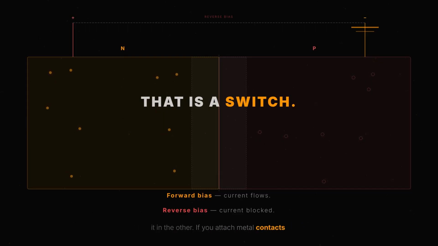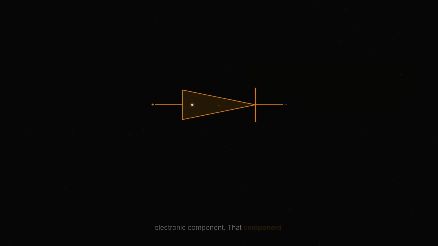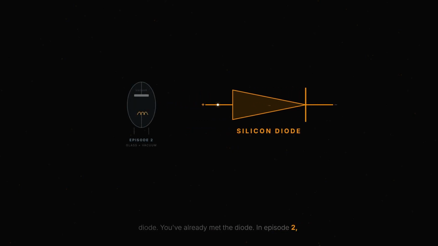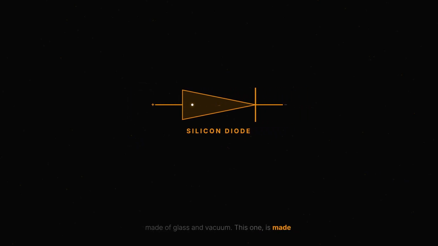If you attach metal contacts to each end of a P-N junction and put it all in a small package, you have a component, a real usable electronic component. That component is called a diode. You've already met the diode in episode 2 when Fleming built his thermionic valve. That was a diode made of glass and vacuum. This one is made of silicon. 2 layers, 1 junction. No moving parts, no heat, no vacuum. It fits on the tip of a needle.